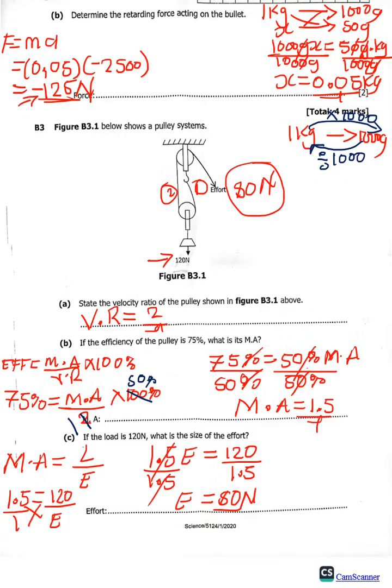Okay, now let's move on to question D. The question D here, we are trying to find the work that is done by the effort if the load is lifted 0.5 meters. So work is equal to force times the distance. So the force is the effort. So the effort is 80 Newtons times 0.5.